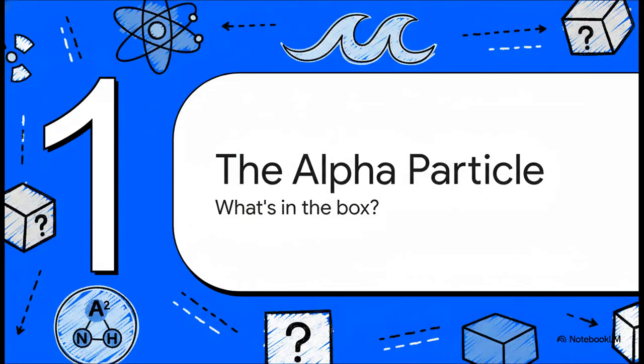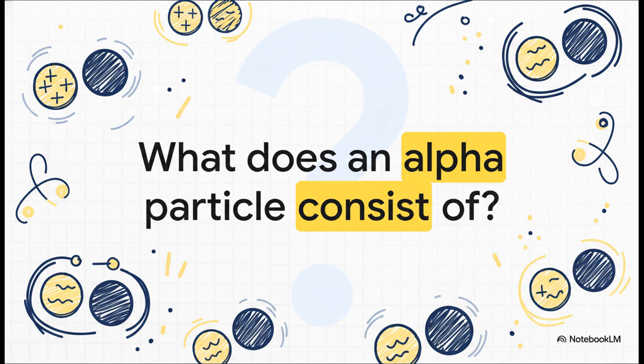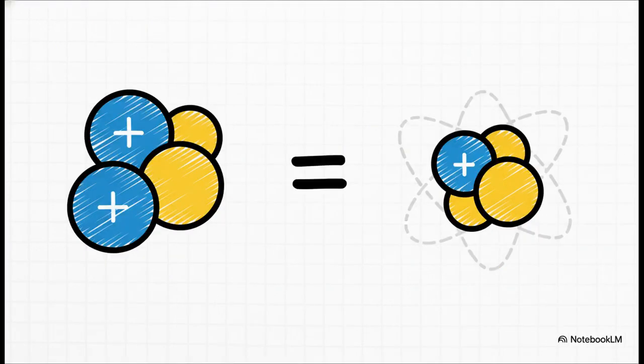So let's start with part one of the question. This is all about getting to know the basic building blocks of one very specific type of radiation. The paper kicks off with a pretty direct question, just to test our fundamental knowledge of what these particles are made of. So what is it?